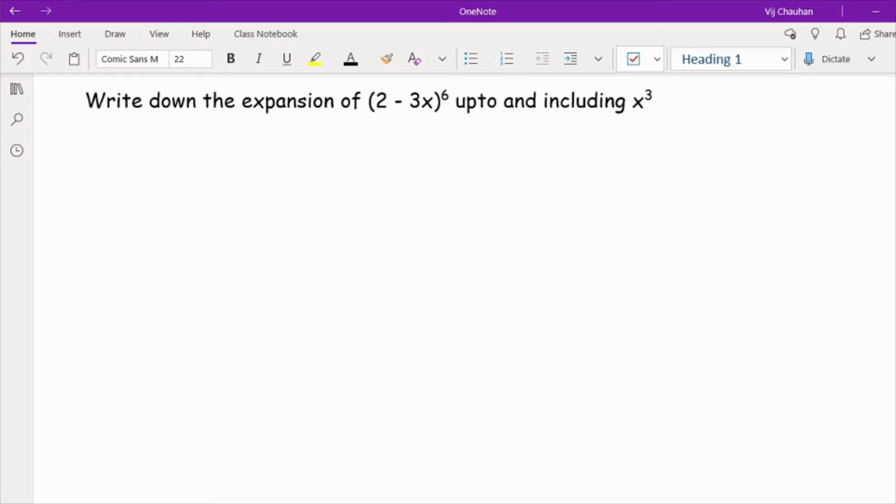So in this next example, I'm going to show you a different type of question that's also commonly asked in exams and in textbooks. In this particular question, we're asked to expand (2 minus 3x) to the power of 6 up to including x cubed. They're not expecting us to expand the function out completely. It's just asking us to go to a certain point.